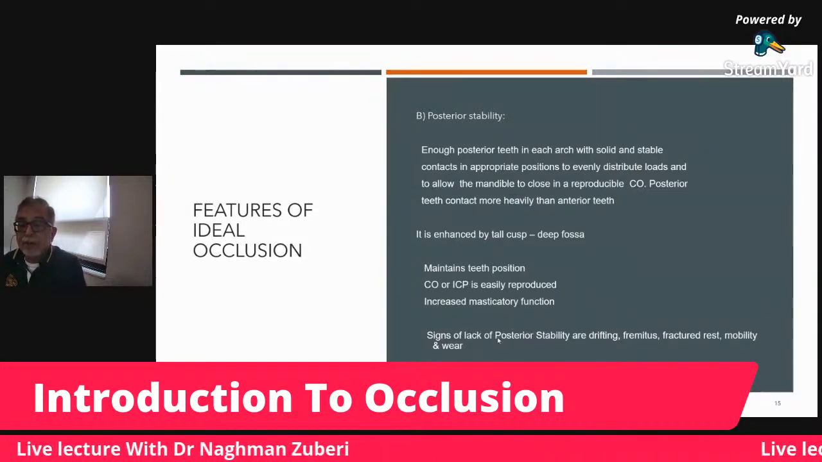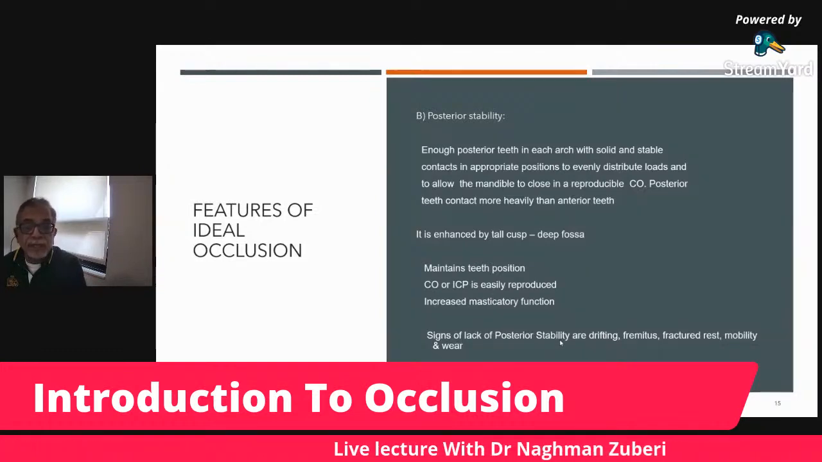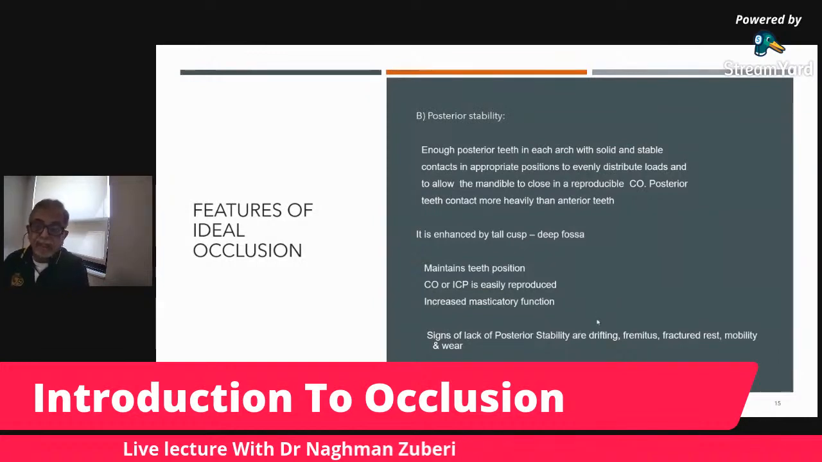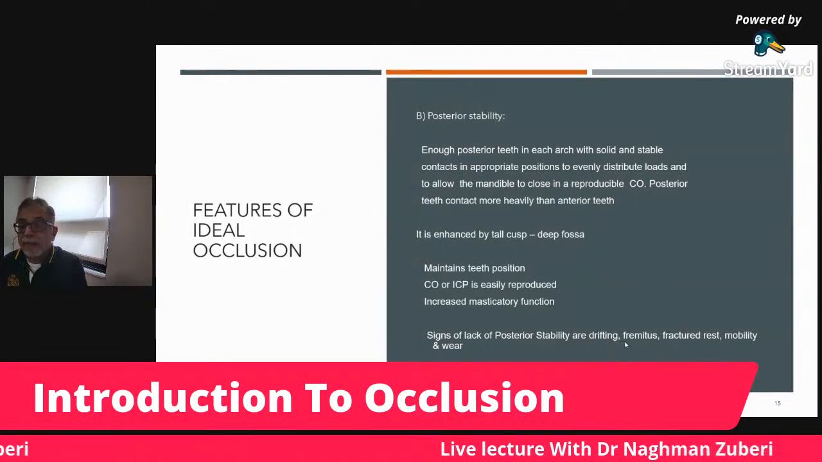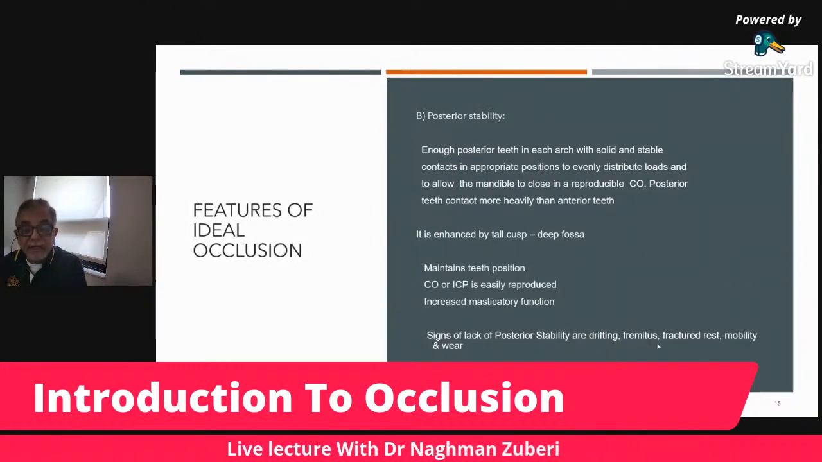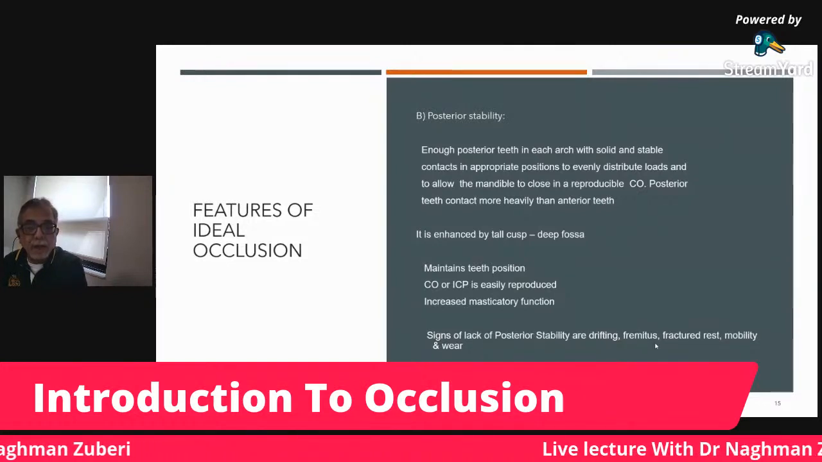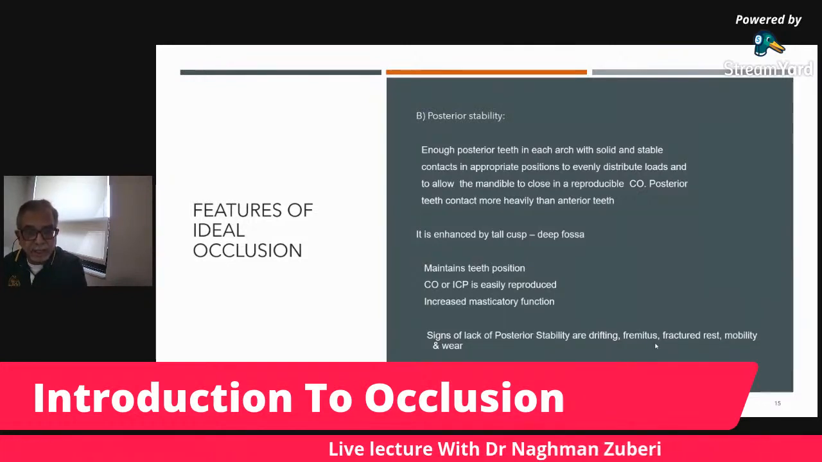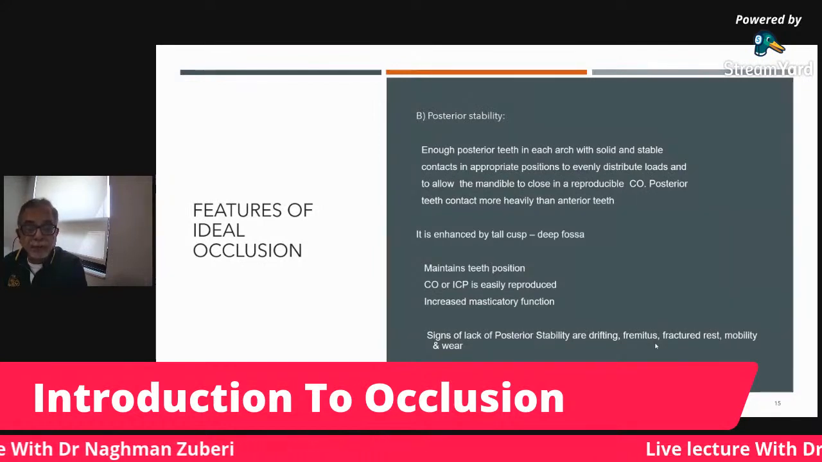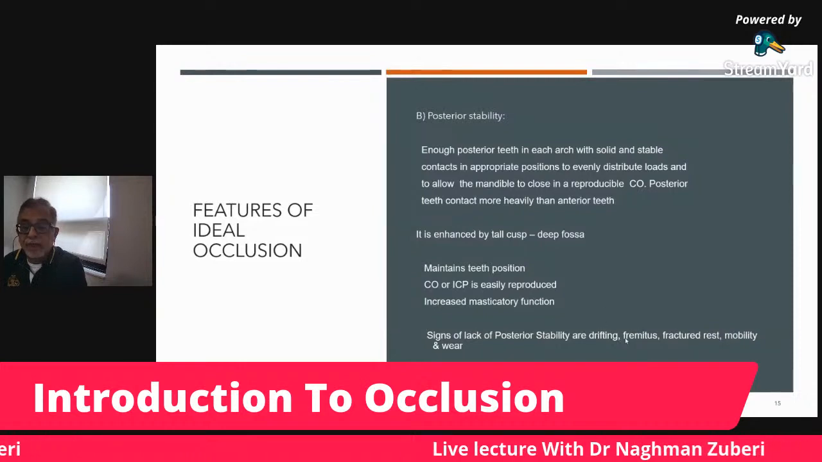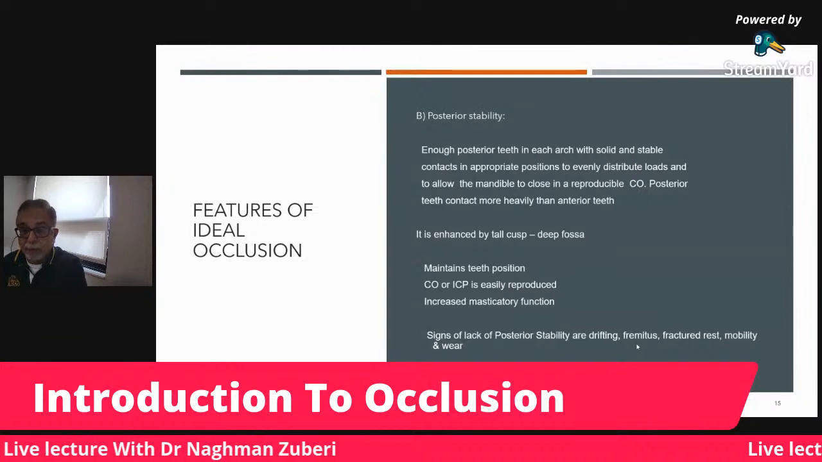When there is posterior instability or lack of posterior stability, what is going to happen? What would be the effect on teeth? Chances of drifting, chances of fremitus. Fremitus is a condition when teeth are in centric occlusion, in maximum intercuspation position, and you touch those teeth, you will still feel some movement or some mobility.